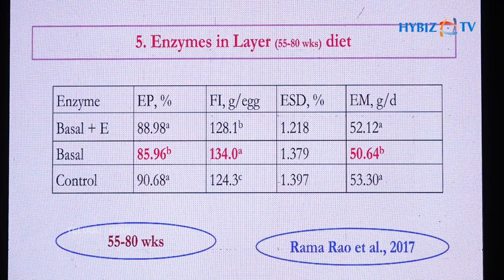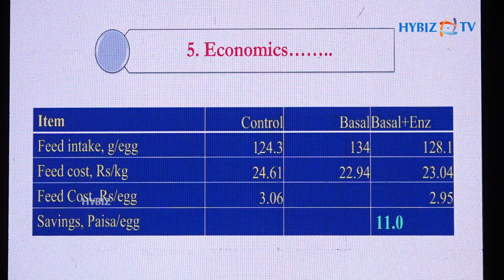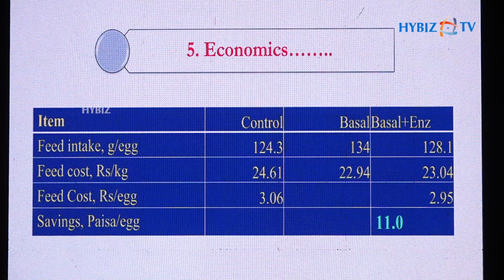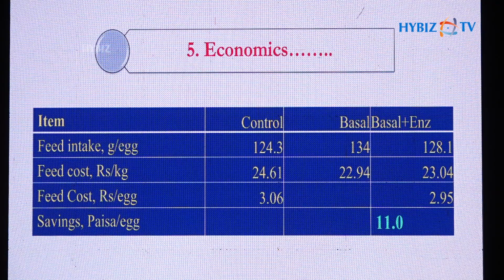If you see the results here, compared to the control basal diet, there was a significant reduction in egg production, feed intake, as well as egg mass. But when we supplemented with enzyme, there was a significant improvement at almost all levels. When we calculated the cost economics of this enzyme supplementation, we could save almost 11 paisa per egg by using the enzyme and reducing the matrix values of energy, protein as well as phosphorus.